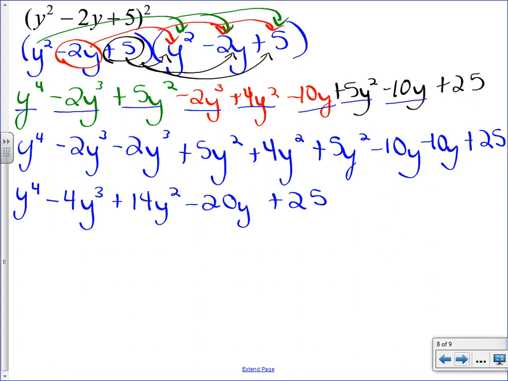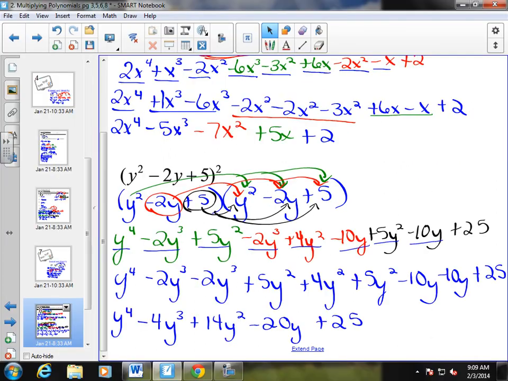Okay, so this is all the distributive property. I'm going to give you your seat work.